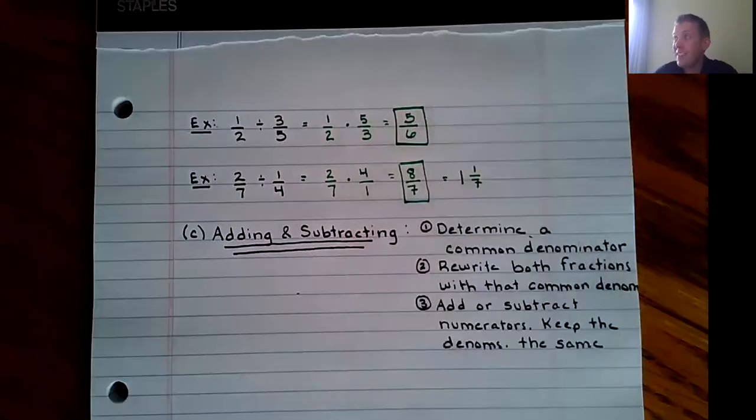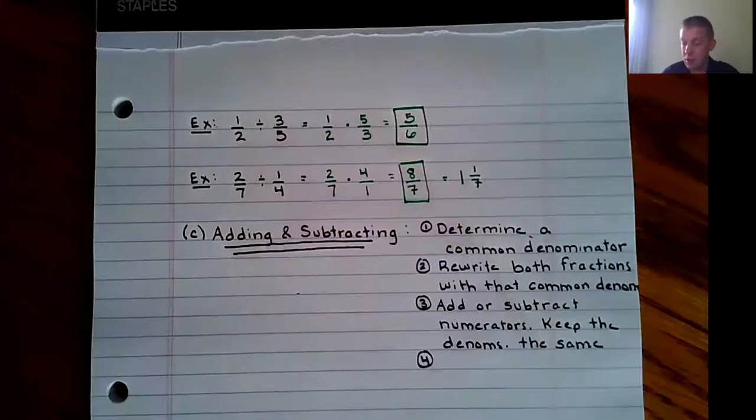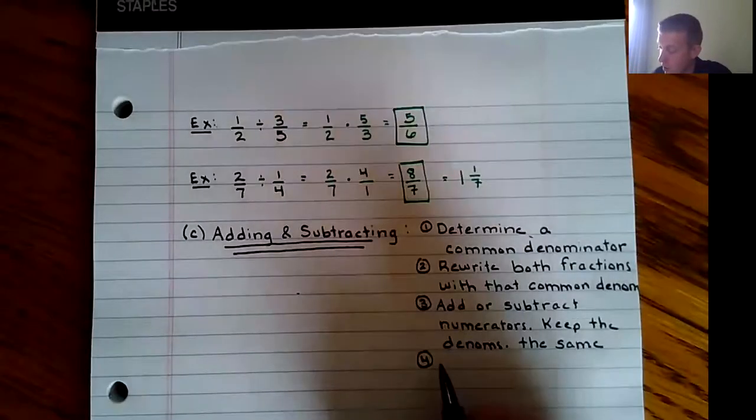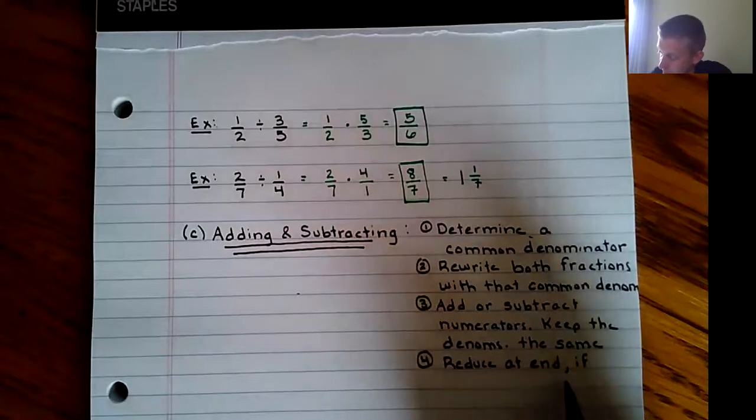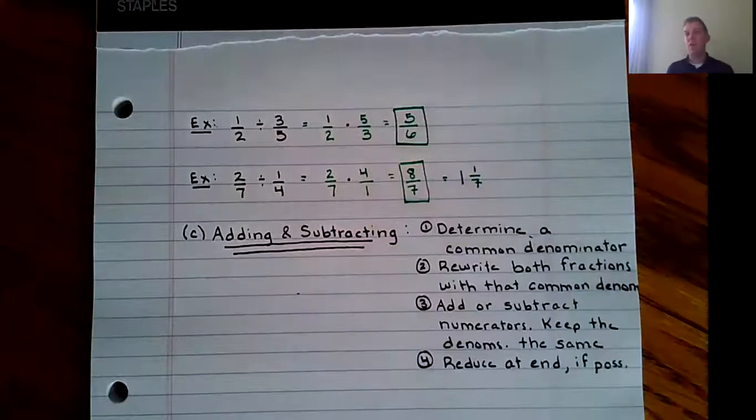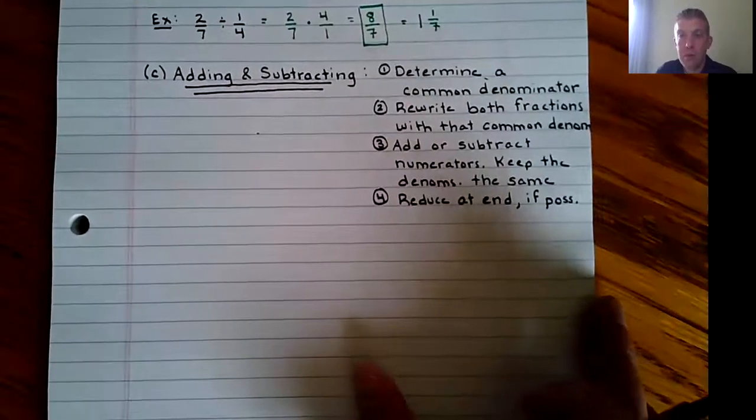And with addition and subtraction, you could reduce early with, sorry, did I say addition and subtraction? With multiplying and dividing, you can reduce early. With addition and subtraction, you can only reduce at the end if possible. Okay, so let me give you some examples and we can work through this and see how that looks.